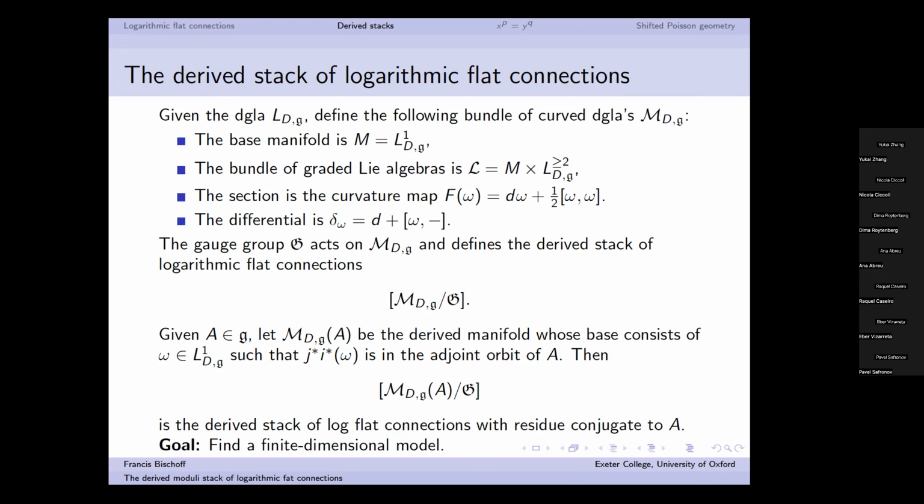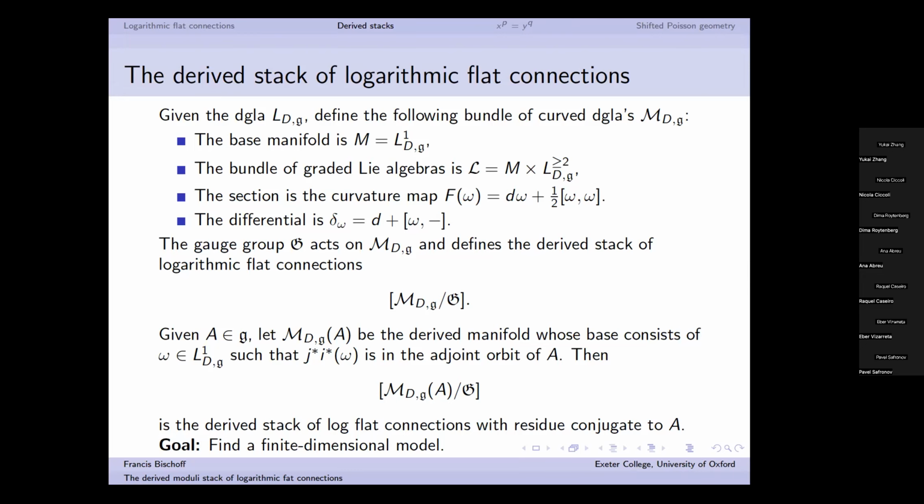So we take for the base manifold just the thing in degree 1. The bundle of graded Lie algebras is just the trivial bundle where we start with everything in degree 2 and higher. The section is the curvature that I told you about earlier. And then the differential depends on the point omega in L1. So it's D plus bracketing with omega. And the gauge group acts on everything equivariantly. In this way, we can get a derived stack of logarithmic flat connections. And just as before, I want to fix the adjoint orbit of the residue.